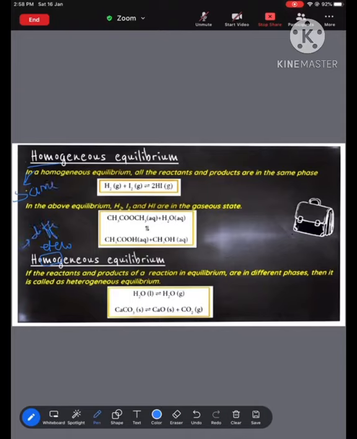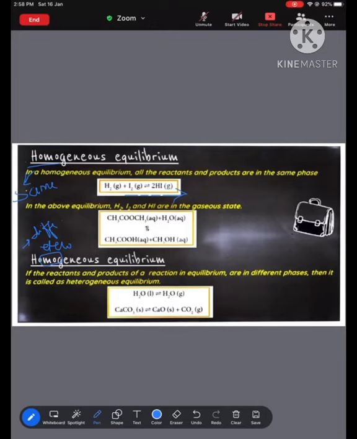In homogeneous equilibrium, all your reactants and all your products are going to be in the same phase. Same phase means either everything will be in solid or liquid or gas. There is no combination of phases. One good example is hydrogen reacting with iodine to form two molecules of hydrogen iodide. All of these are going to be in the gaseous phase.